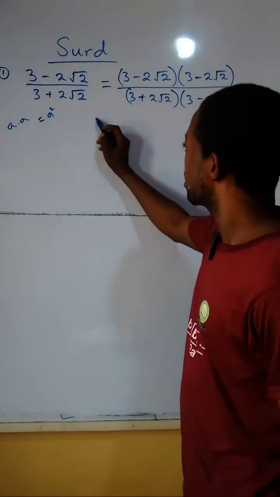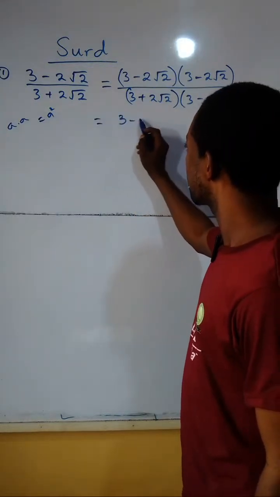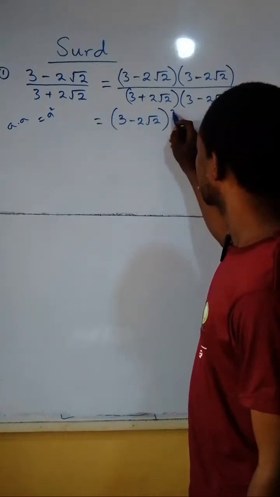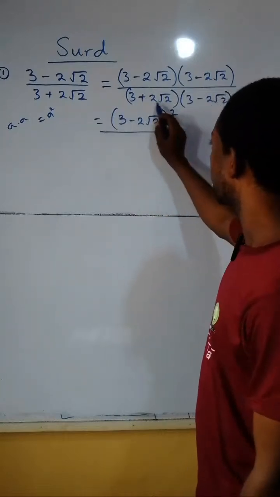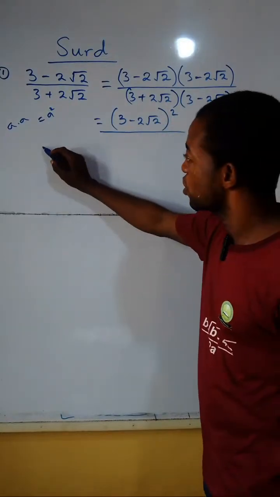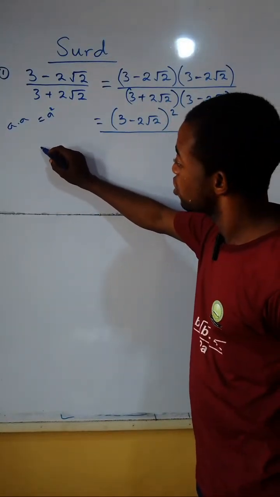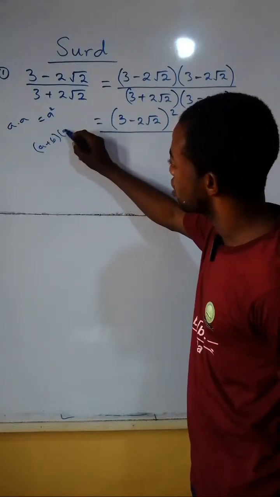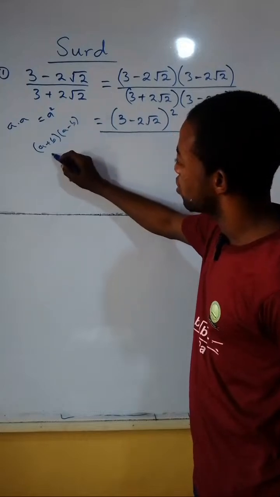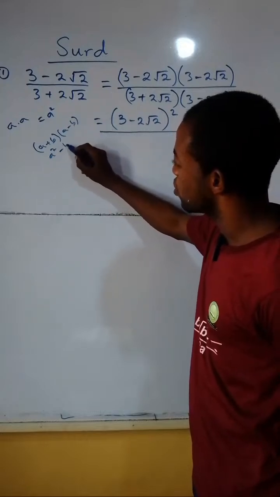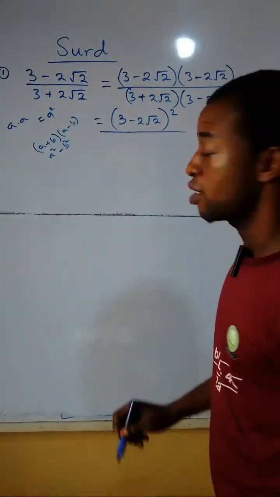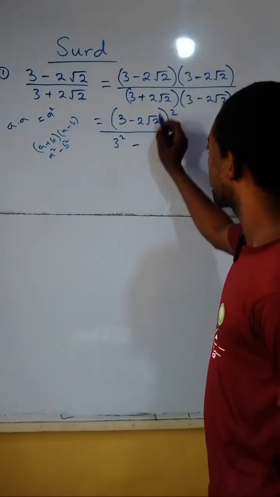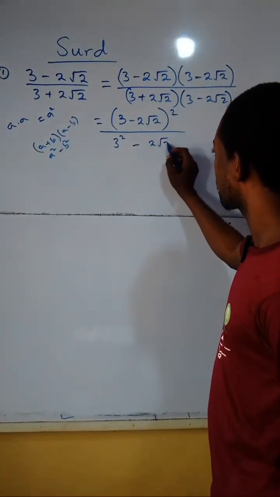That is, here we can write this as 3 minus 2 root 2 all squared, then divided by, from these two brackets, it follows when we have difference of two squares in the form of a plus b into bracket a minus b, which we can write as a squared minus b squared. That is, from here, we have 3 squared, then minus 2 root 2 all squared.